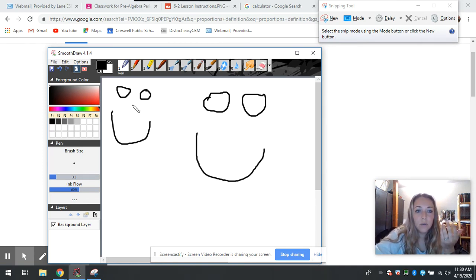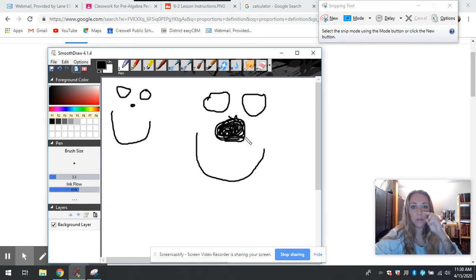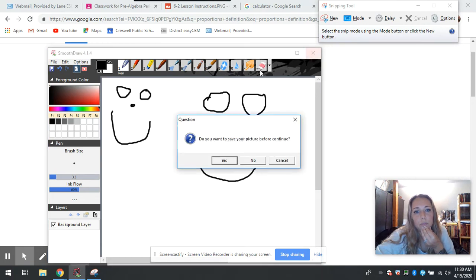But if you draw a tiny nose for one of them, and a really big nose on another, then they're not going to end up looking the same. You have to get the proportions accurate in order to effectively copy an image or draw a picture that looks like another person, because if you make their nose a little too large, it doesn't look like them anymore. So that's my explanation of proportions. Let's get to solving some of the problems that we have.